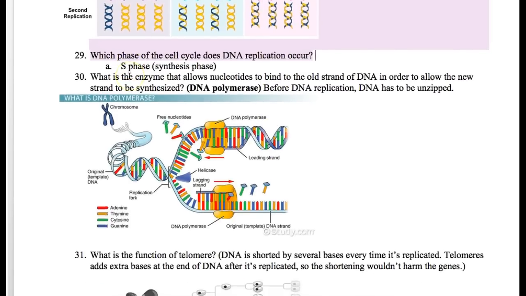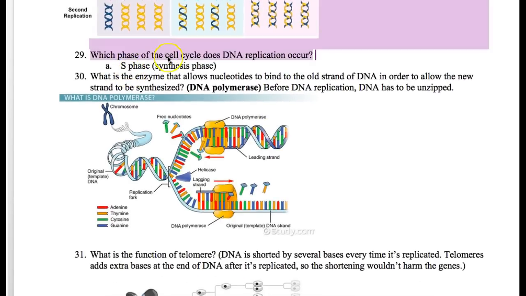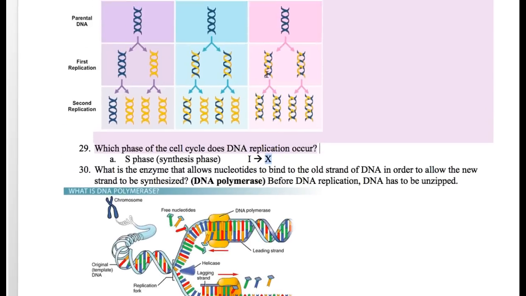The next one is, which phase of the cell cycle does DNA replication occur? The cell cycle has phases G1, S, G2, M. Remember, M is the mitotic phase where the cell actually splits apart and replicates. But in order to prepare for replication, we have to have the S phase, the synthesis phase. That's when your little one strand is turned into an X shape. Remember, this is one chromosome. This is still one chromosome, but during the S phase, this one chromosome, or this one strand of DNA, is duplicated into two same strands of DNA. Okay.